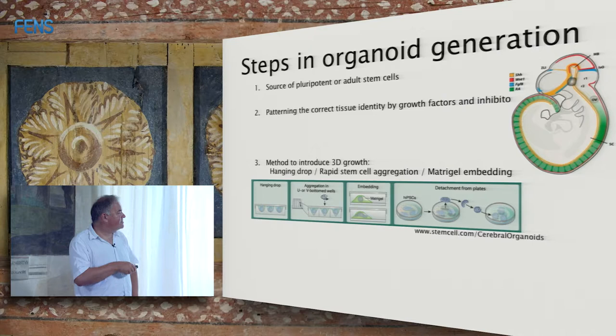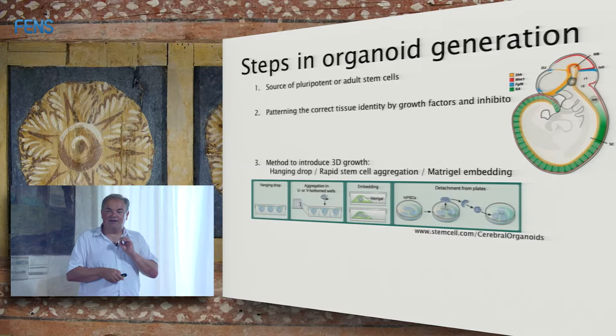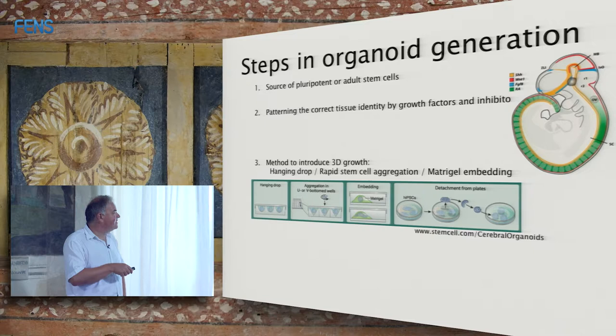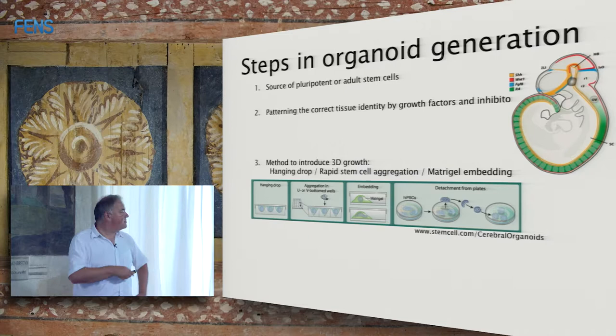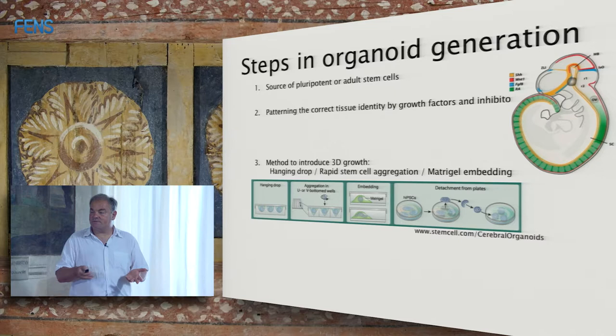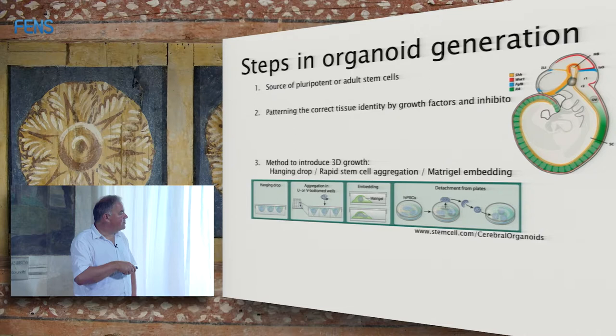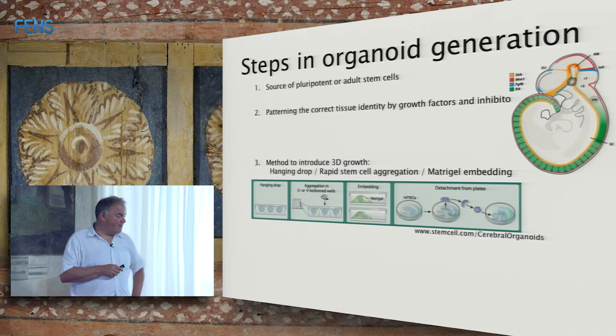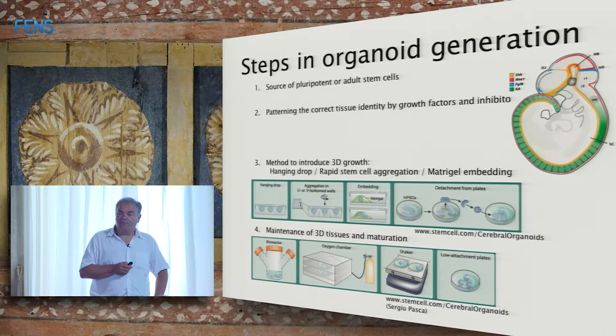I have to give credit to Sergio here. I'm going to use quite a few images from his very beautiful poster that is available from Stem Cell Technologies, and I think it illustrates many of the principles I'm going to show. There are different ways to bring the cultures into 3D. One is the hanging drop method, which is a very classical method, but still used. The second, most commonly used now in cerebral organoids, is rapid aggregation in V- or U-bottomed shaped wells. To maintain in 3D, it's typically Matrigel embedding or detachment from the plate and keeping them in three-dimensional suspension.